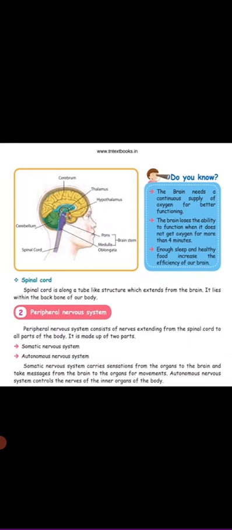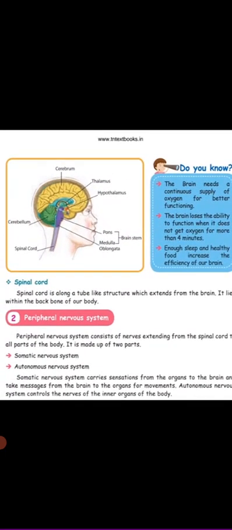The somatic nervous system carries sensation from the organs to the brain. But the autonomic nervous system, what is it? It controls the nerves to the inner organs of the body. Clear, ma'am? So what have we learned?